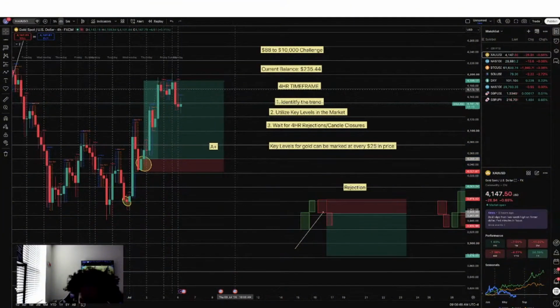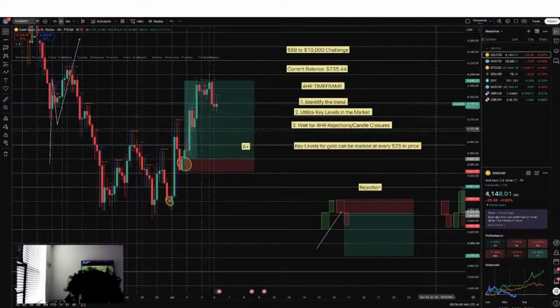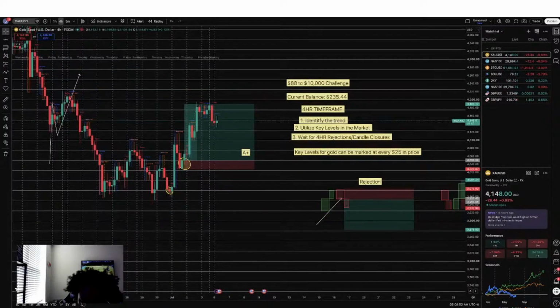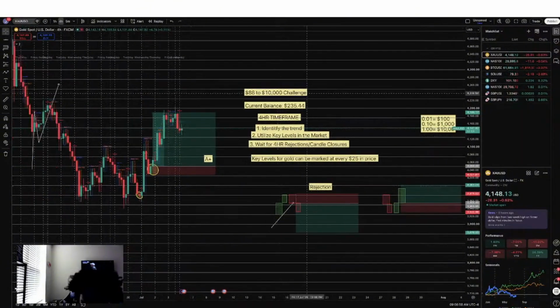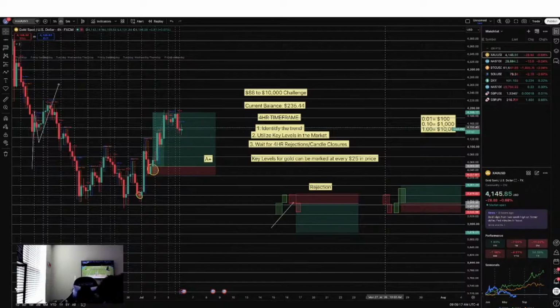But yeah, this right here is an A+ setup for me, fam. So this is what we're doing right now. I'm going to clean some of this stuff up in the chart.